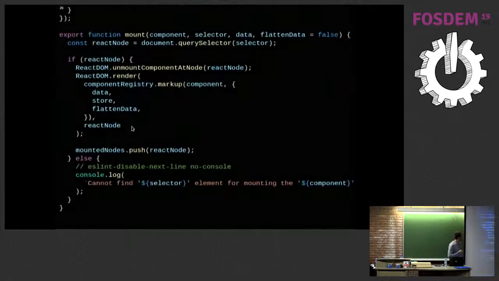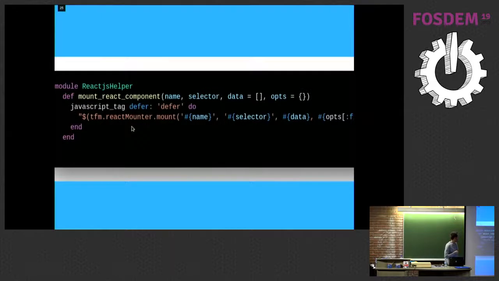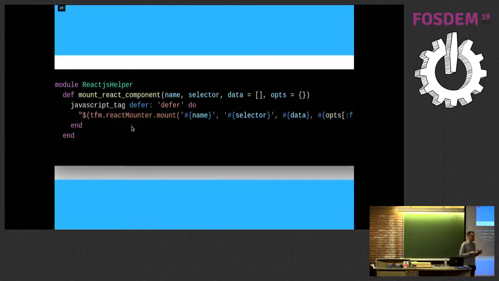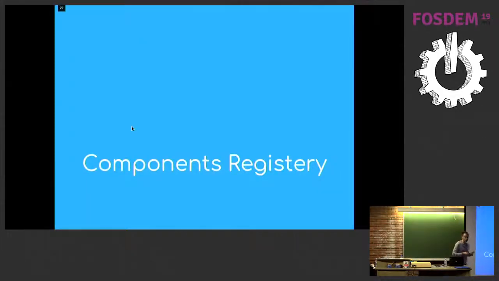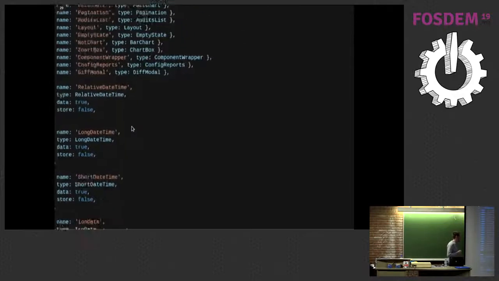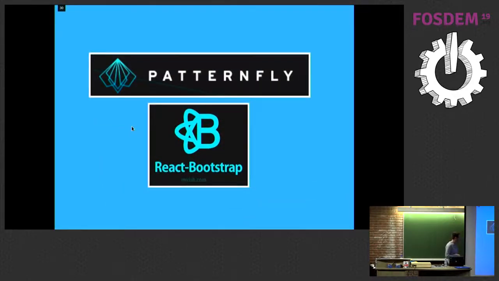The mounter, as you can see here, is a Ruby on Rails module. And with that, we can mount React components in our Ruby on Rails page. So that's great. But instead of writing your own components from scratch, you can use other libraries. I don't know if you're familiar with React Bootstrap, but it's really well known. And of course, we use and we contribute to PatternFly. If you have enterprise applications, PatternFly can give you really nice design and really nice components. And it's open source, of course.